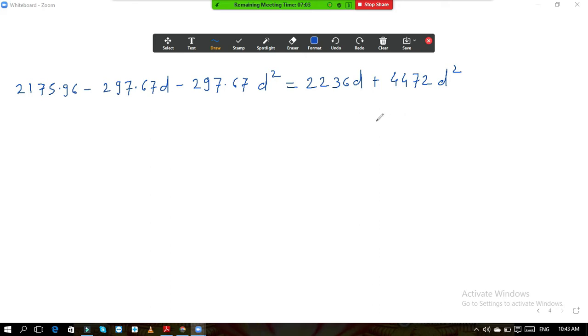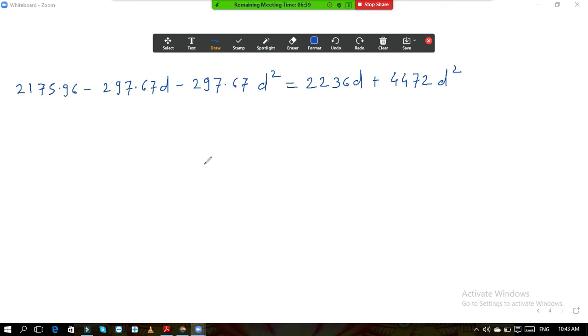Okay, ax square plus bx plus c, that form is there. So what will be your final equation? Now transfer this minus 297 term to the right side. Also send this term to the right side. So what will you get ultimately?